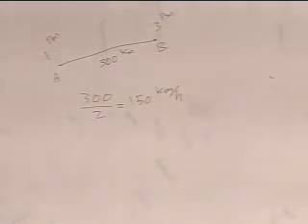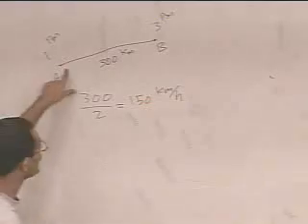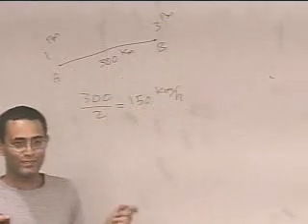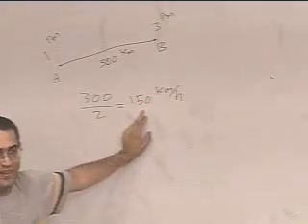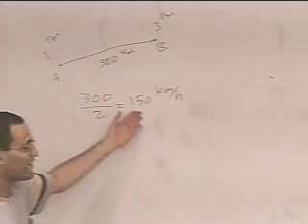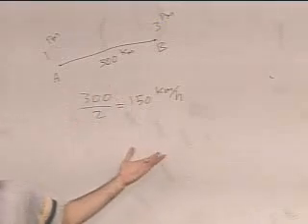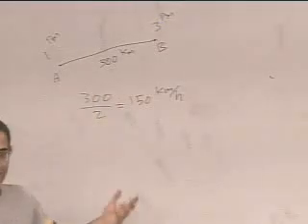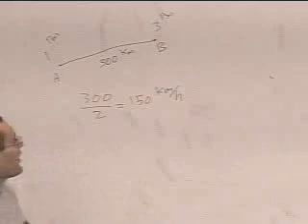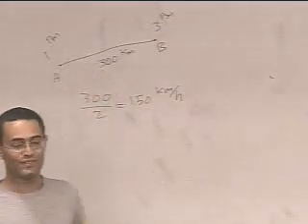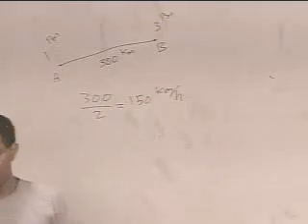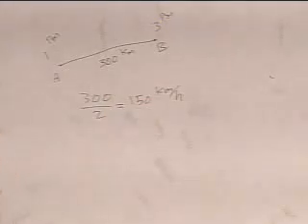Now, you are sure that at one point, when you were traveling from here to here, your speed, at least at one instance, was exactly this number. Why? Because if it was always less than this, then the average would be less than this. And if it was always more than this, the average would be more than this. So at least at some point, it was exactly 150 kilometers per hour. This is one of the manifestations of something called the mean value theorem.